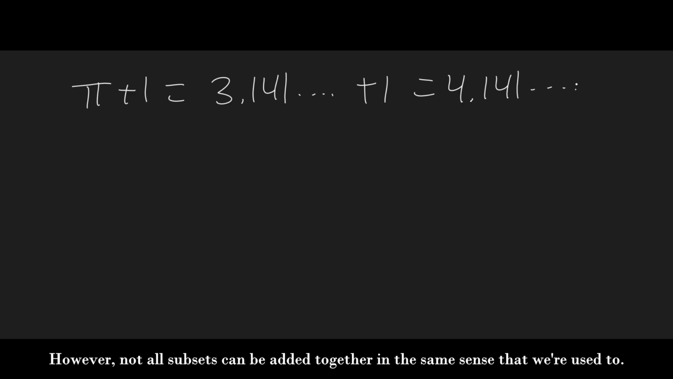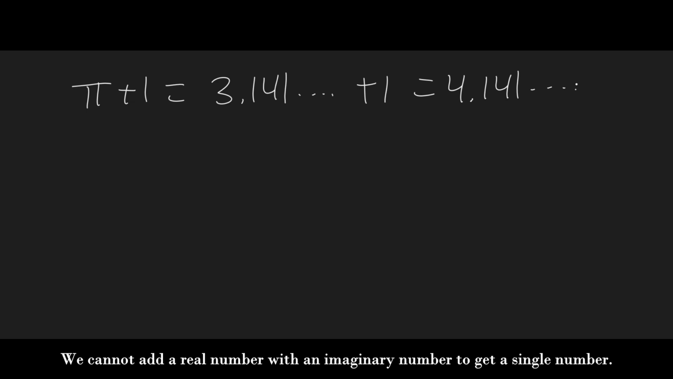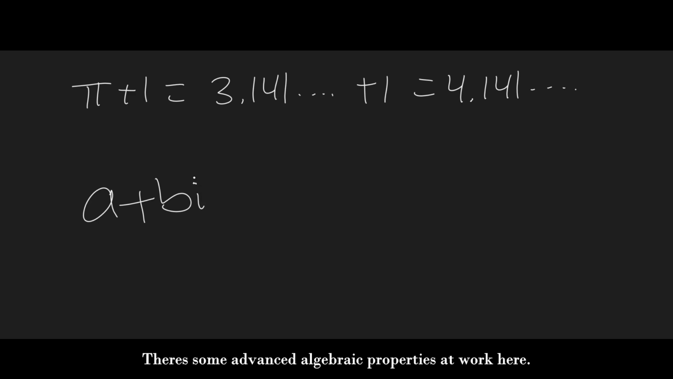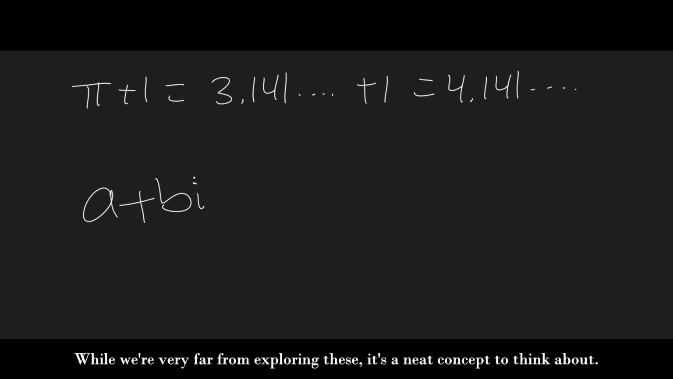However, not all subsets can be added together in the same sense that we're used to. We cannot add a real number with an imaginary number to get a single number. This is why the standard form or general form of a complex number is a plus bi. There are some advanced algebraic properties at work here. While we're very far from exploring these, it's a neat concept to think about. We can think of a complex number to be a sum of two different numbers from two different sets.